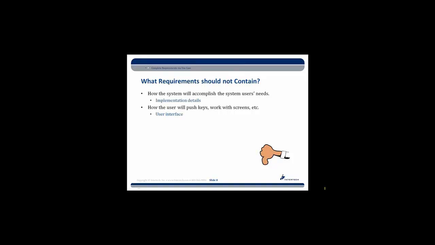What requirements should not contain, however, are any kind of implementation details. We're not concerned, in other words, with how any system should respond in satisfying user needs, how a user pushes a key to get some action or event done, how they bring up a screen, how they integrate with some sort of device to get their work done. Those are not the focus of what we want to look at with regard to requirements.